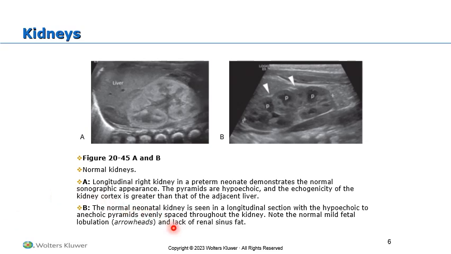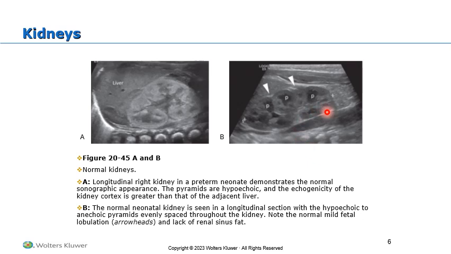So here's a couple examples of a pretty normal fetal kidney. As you see, this one appears more echogenic than we might expect in an adult, and that is actually very normal in your newborn kidney. You can even appreciate in this particular image, we see the liver here, we see the kidney here, and you can even see the right adrenal there, which is also much more prominent in our pediatric population.